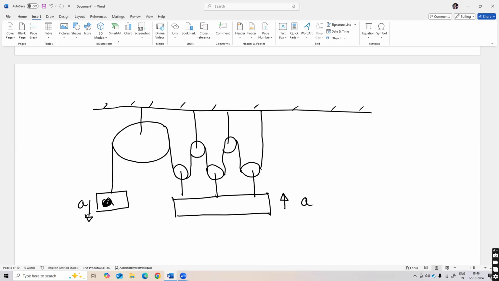If the tension in this string is equal to T, then this will also become T. This is a single string. This is also T, this is also T, this one is also T, then this one is again T, and this one is again T. Now if you apply force balance at this pulley, you will identify that these tensions are equal to 2T, 2T, and 2T. So now you have seen this.